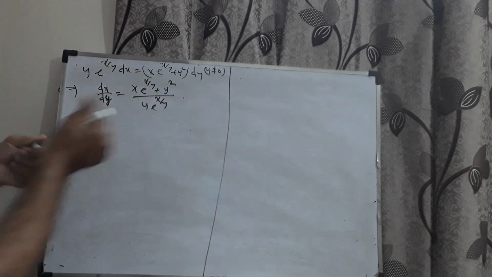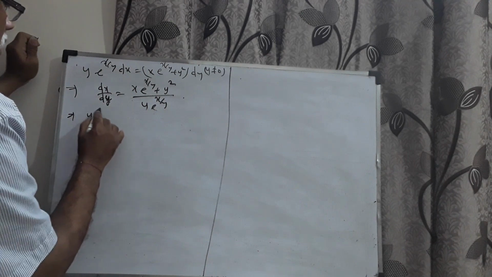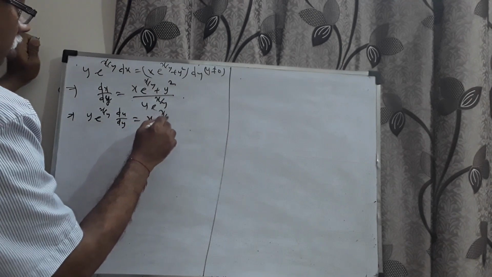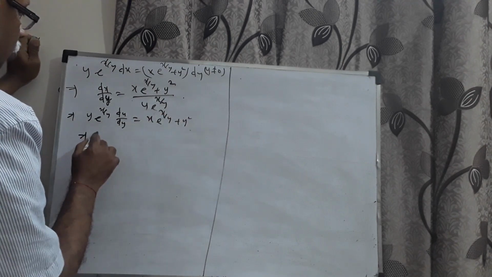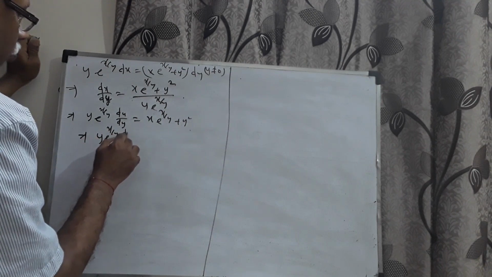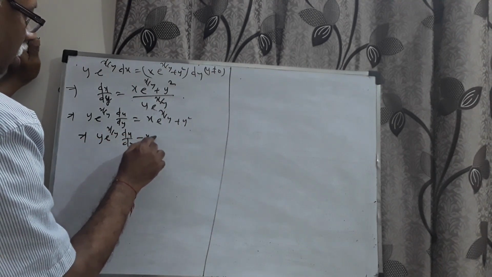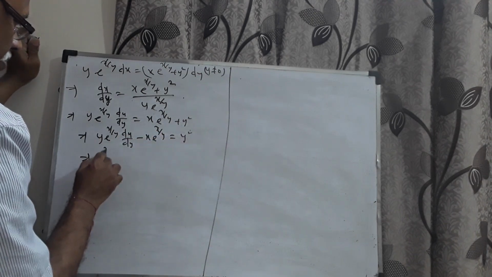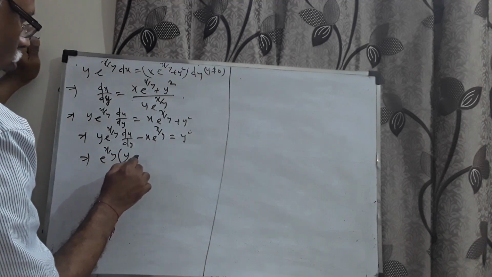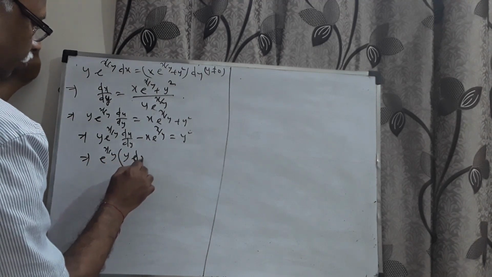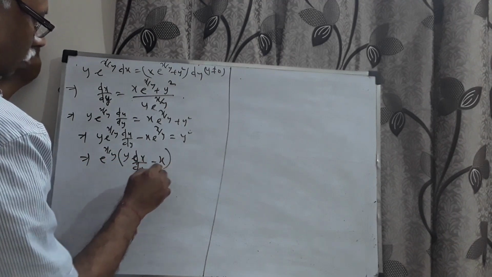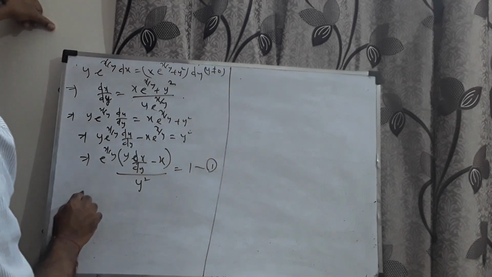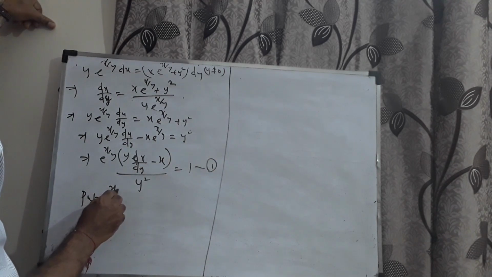Let me just see here. y e^(x/y) dx/dy is equal to x e^(x/y) plus y², which implies y e^(x/y) dx/dy minus x e^(x/y) is equal to y². Let me take e^(x/y) as common: e^(x/y) times (y dx/dy minus x) divided by y² is equal to 1.